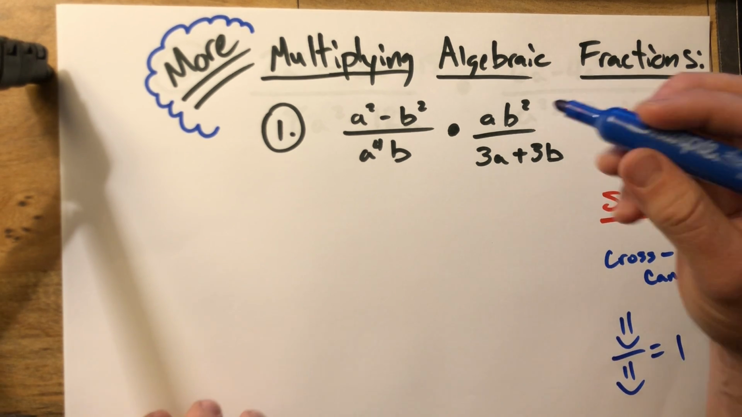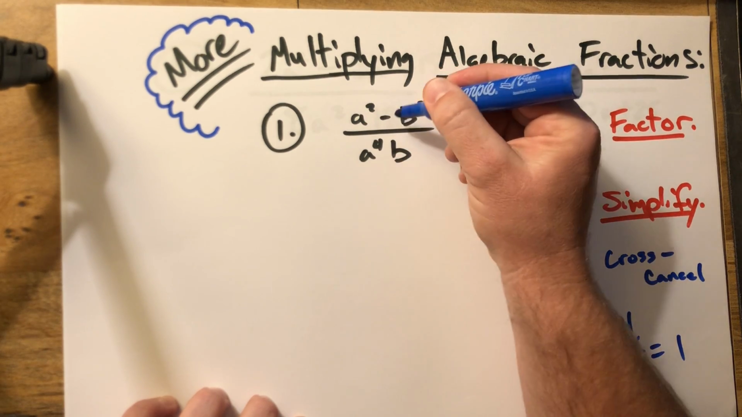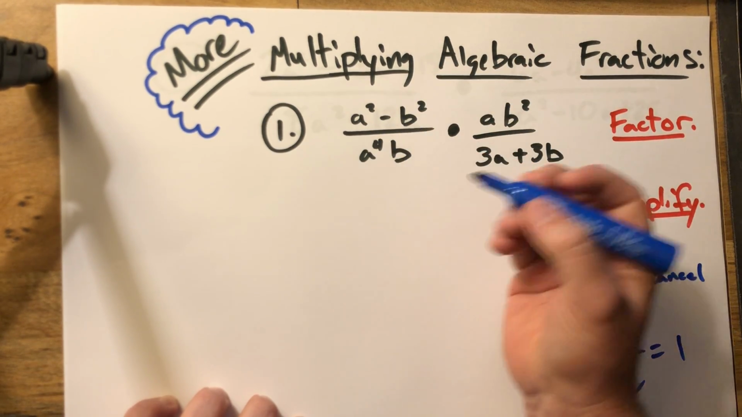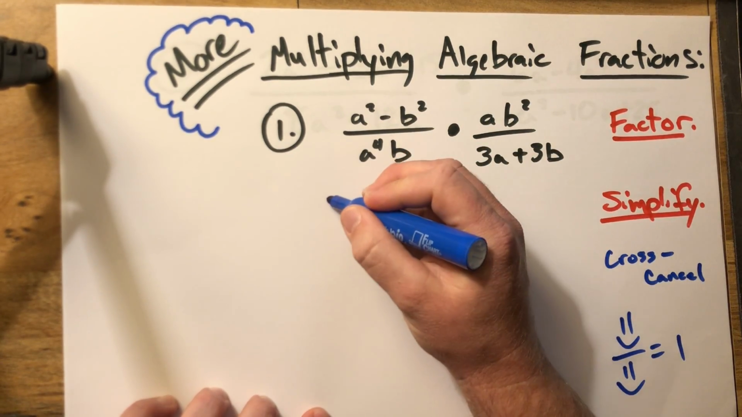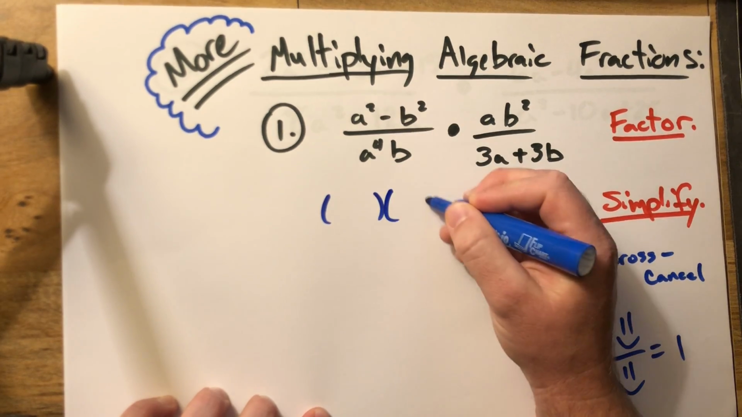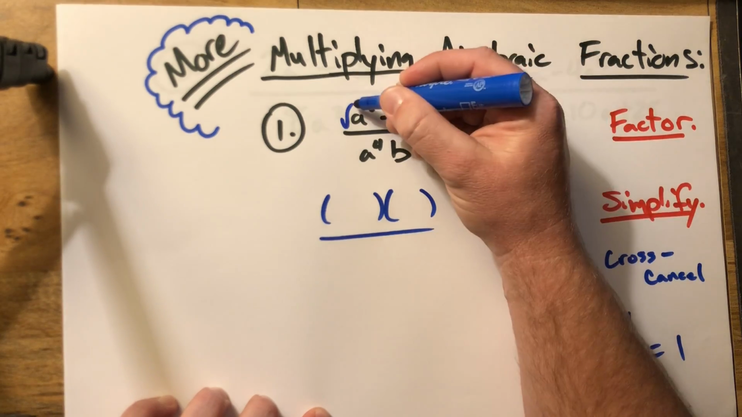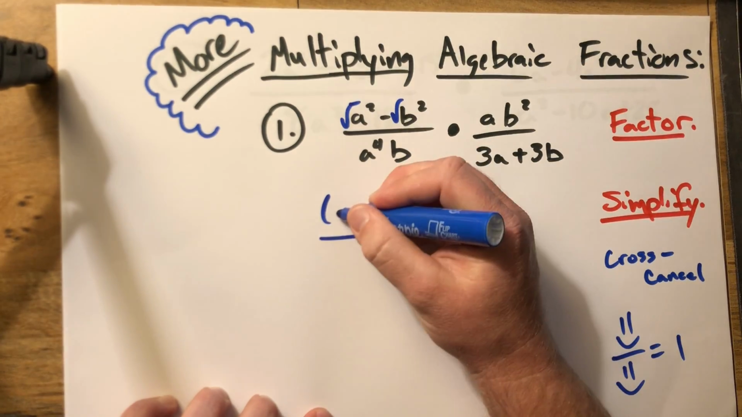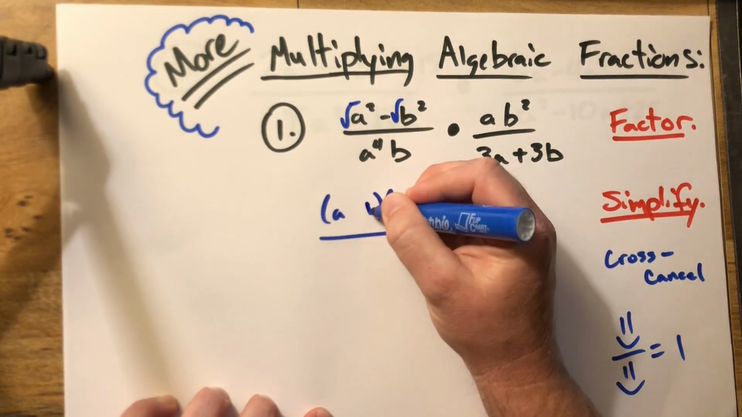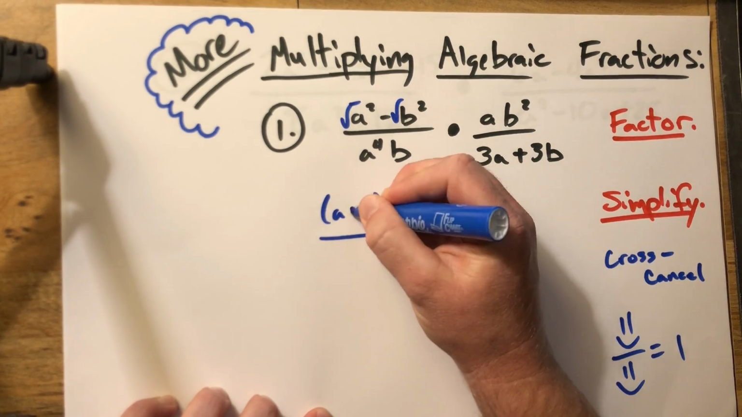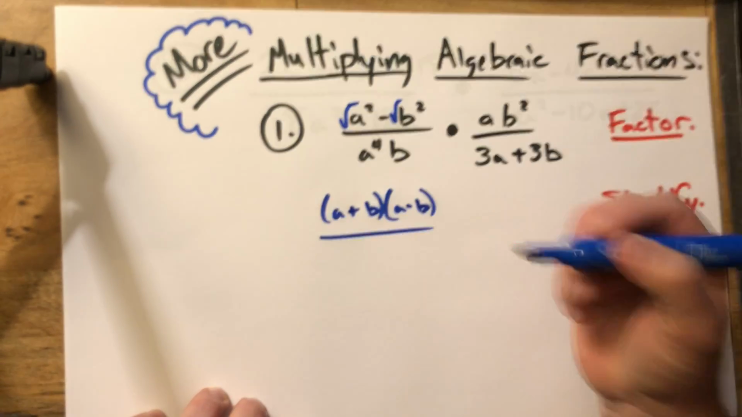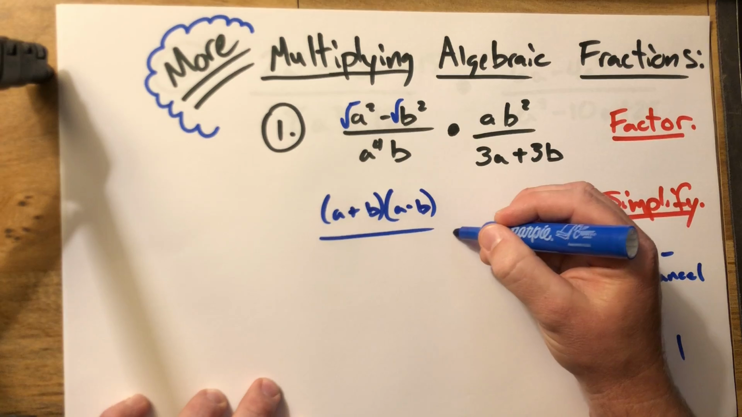So let's dig right in here. We got a squared minus b squared. This is actually a difference of 2 squares. We've been talking a lot about that lately. So it goes to 2 binomials, with the square root of each, with 1 of each sign. So we have a plus b and a minus b.